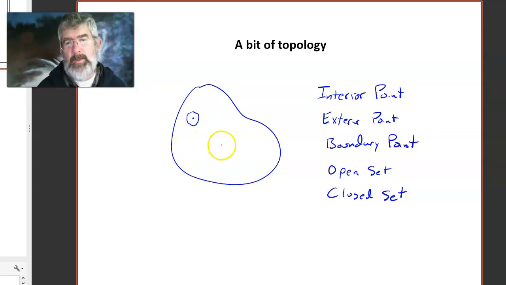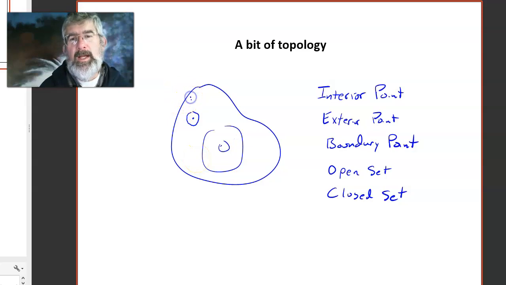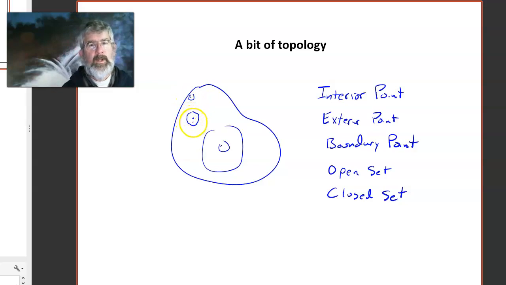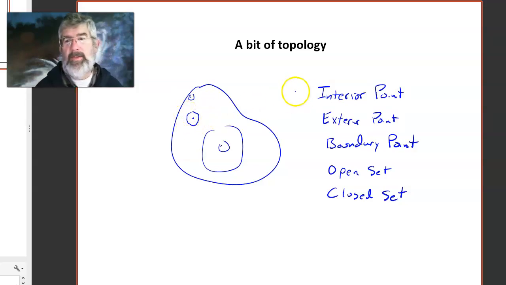Notice I can be way out in the middle here and get a big disk, or I could get a little disk, it doesn't matter, as long as I find one. If I'm up close to the edge, I might need to find a really little disk that'll contain that point and be still contained inside of the set. If I can find such a thing, then that's an interior point.